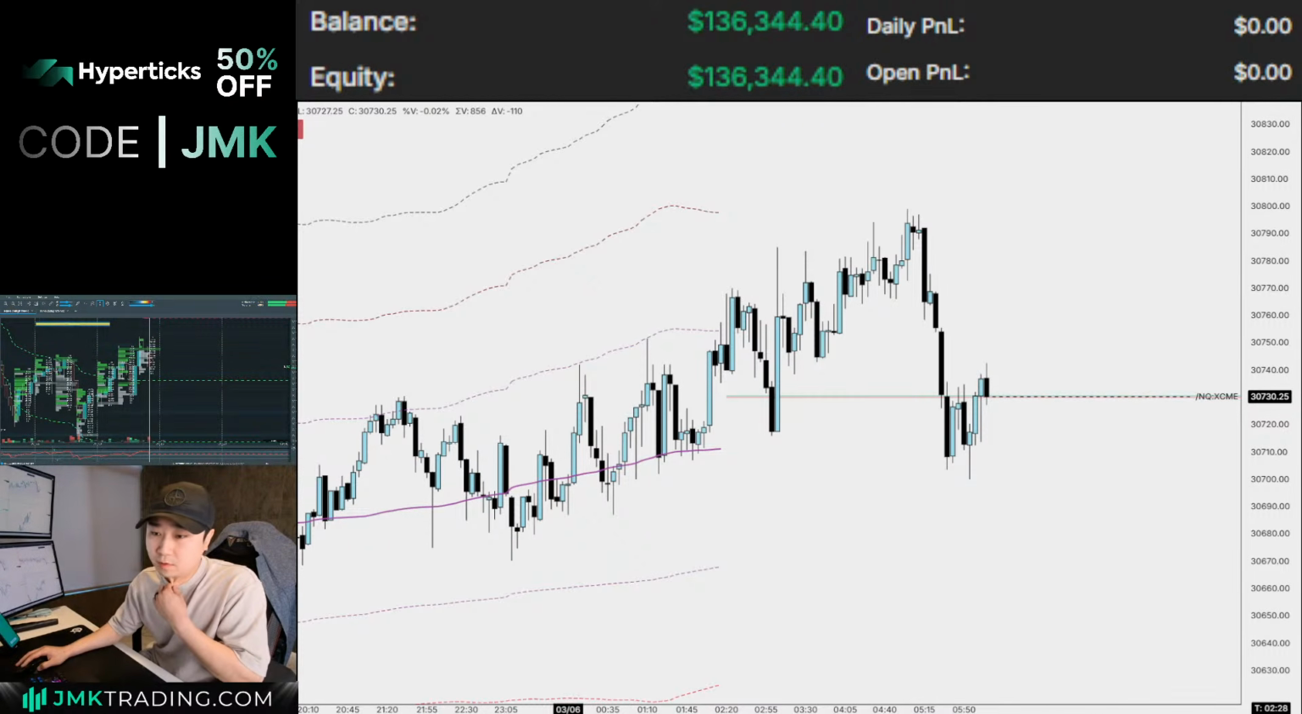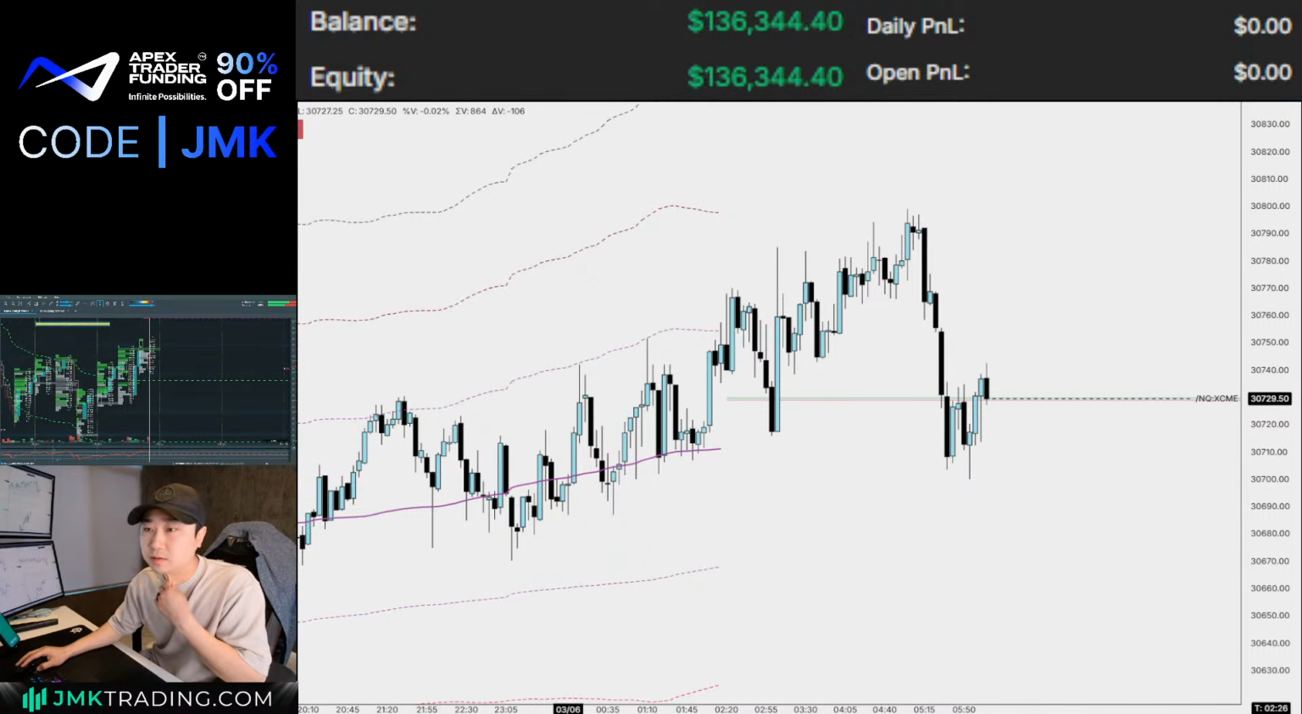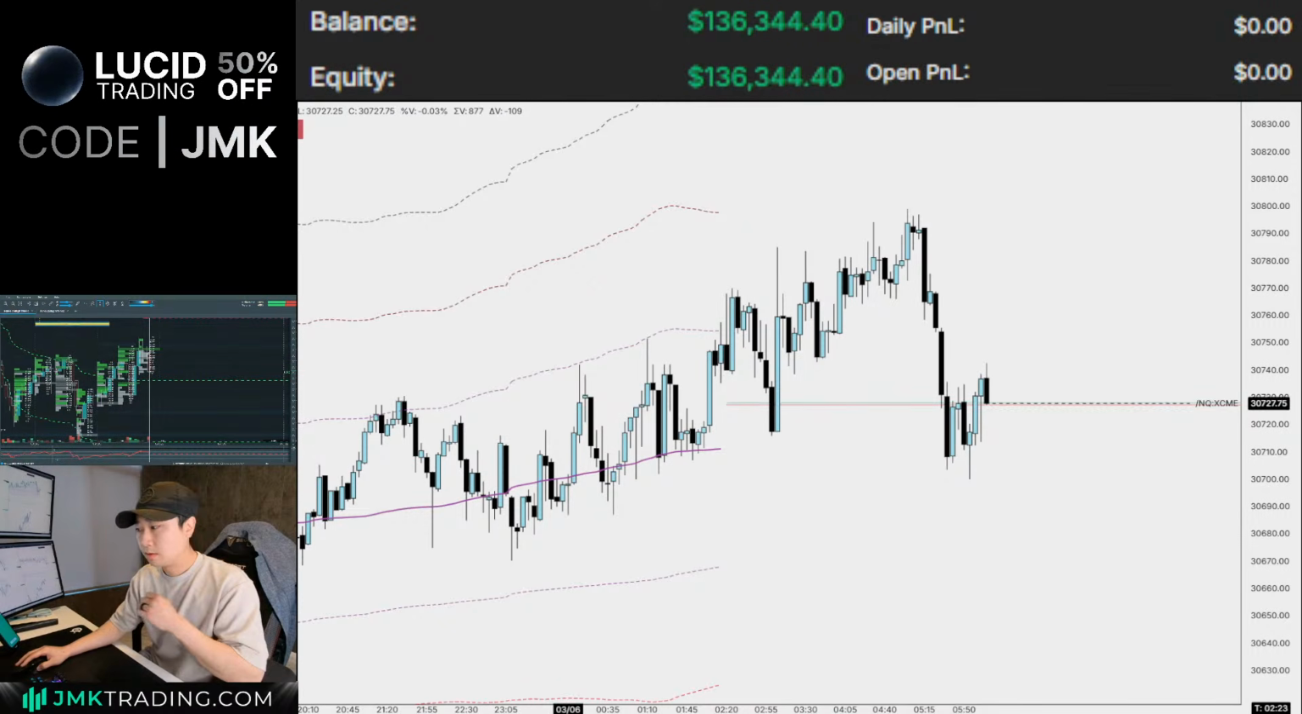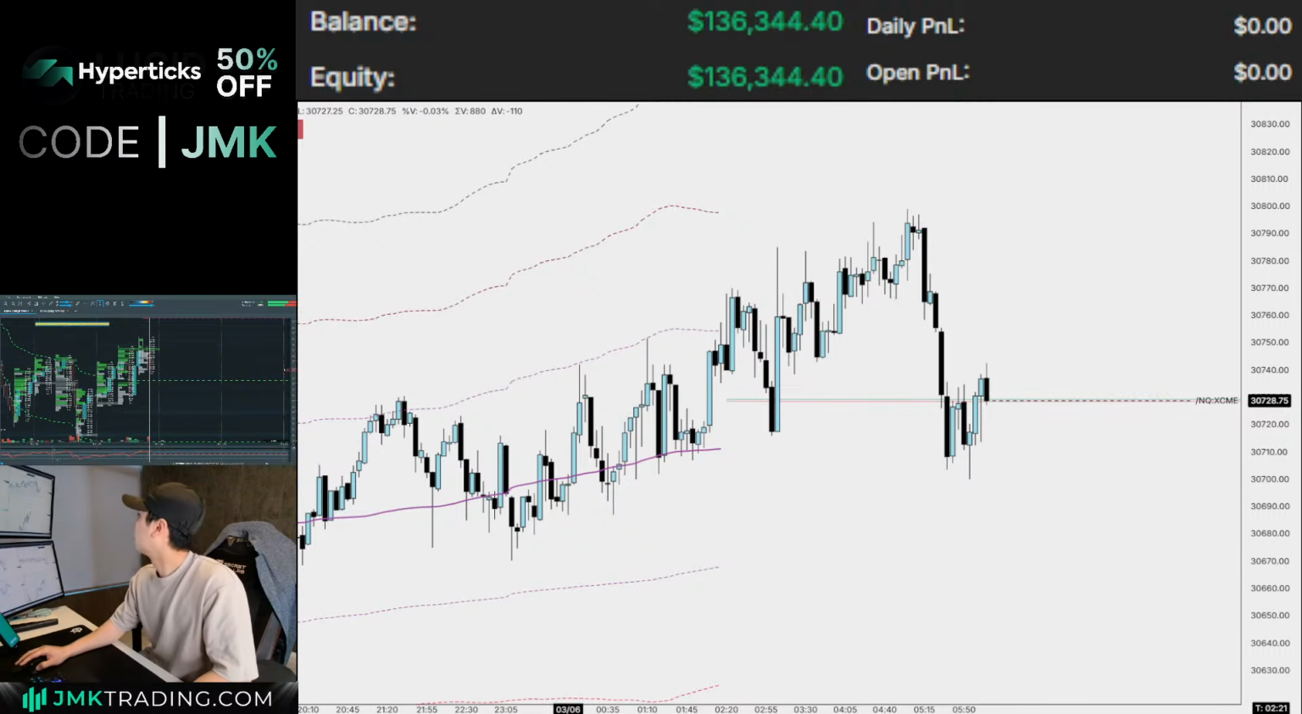Quantar has Bookmap built in along with other order flow tools. Oh, that's awesome. I never used Quantar before. I personally don't know much about it.